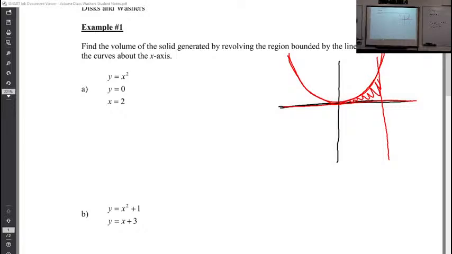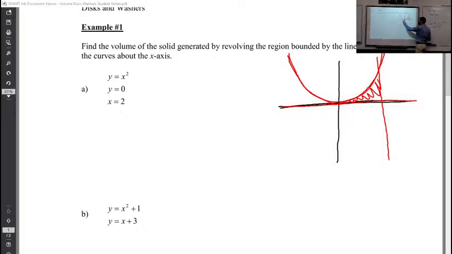So now what we're going to do is we are going to revolve this region bounded by these lines and this parabola. We're going to take this region and spin it around the x-axis.